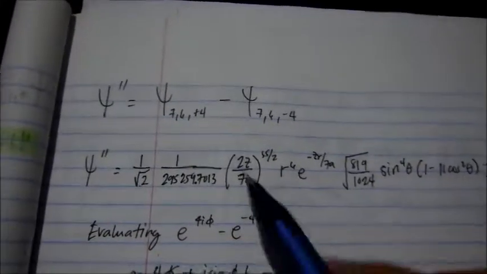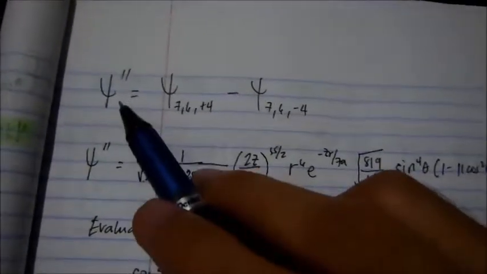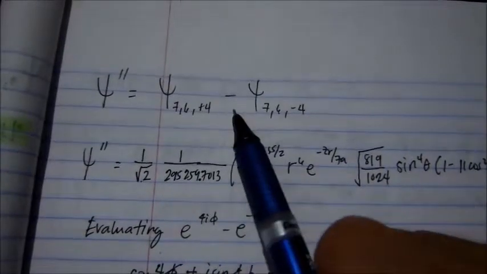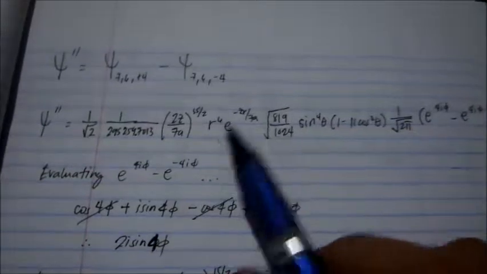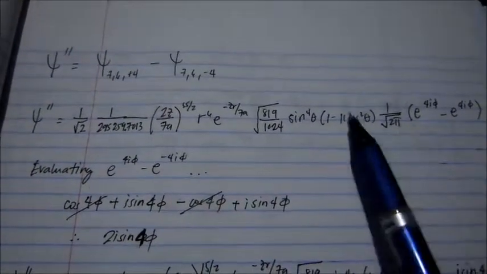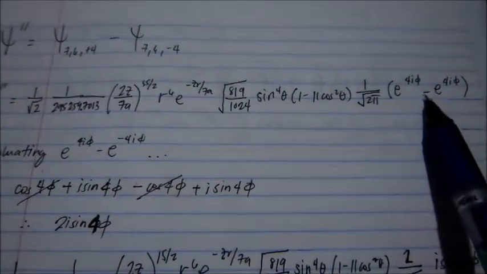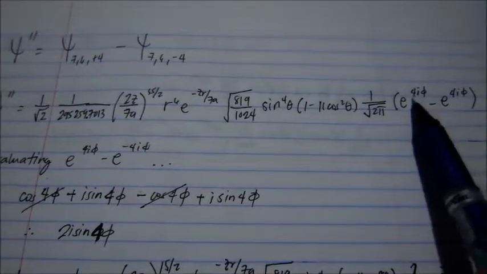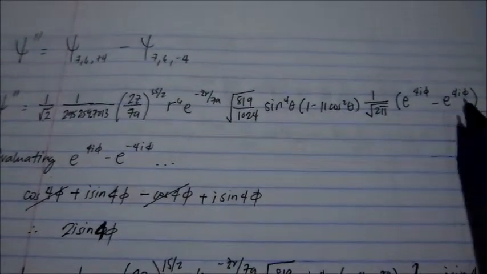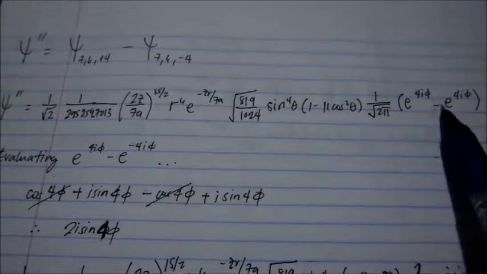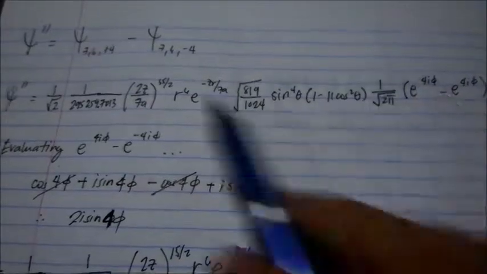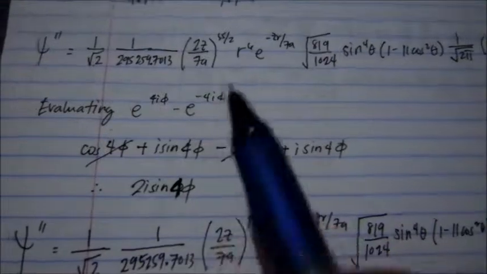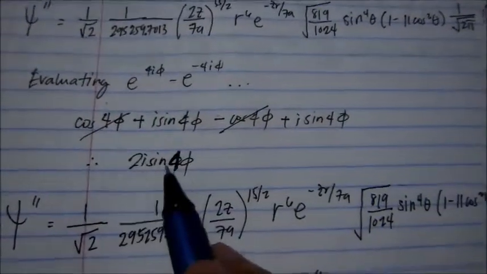Okay, so we will do the opposite on the psi prime. So we will now subtract. Doing that, this is the same process, but the difference is that we get e^(4i phi) minus e^(-4i phi). In psi prime we got plus here, so now we will get minus since we subtract those functions. So using the Euler relation, you will get 2i sine 4 phi.